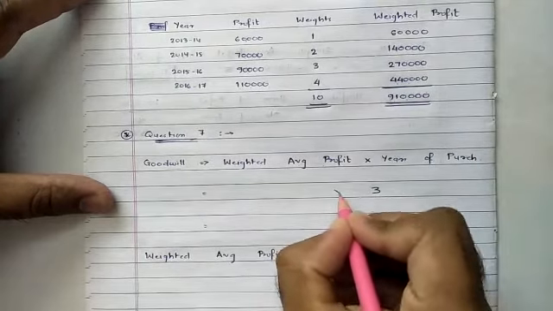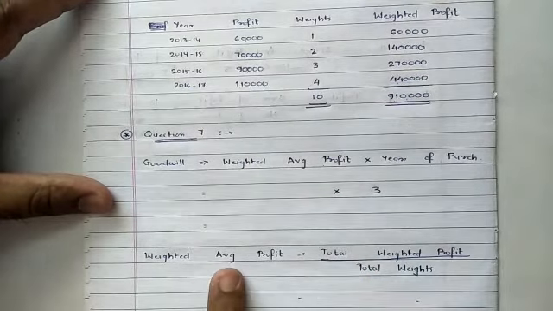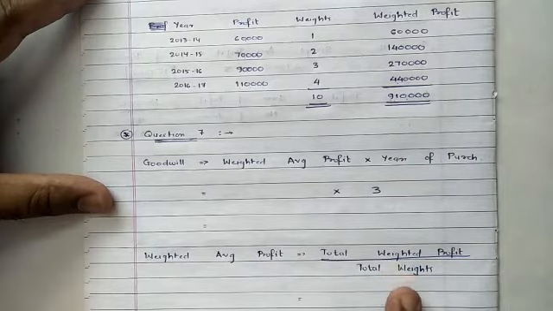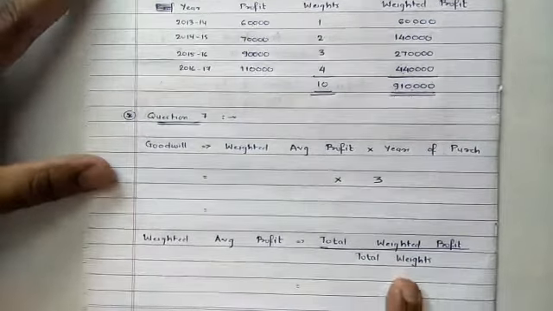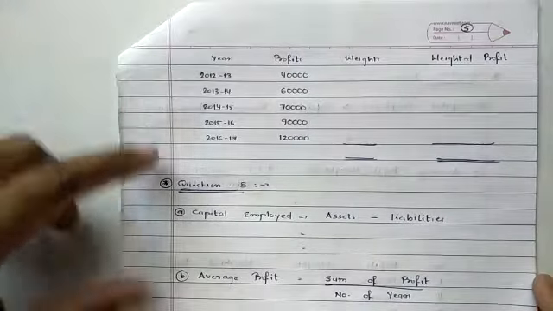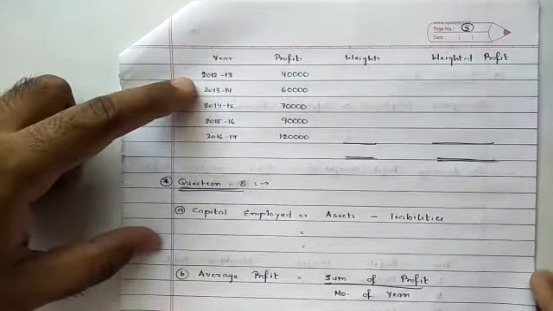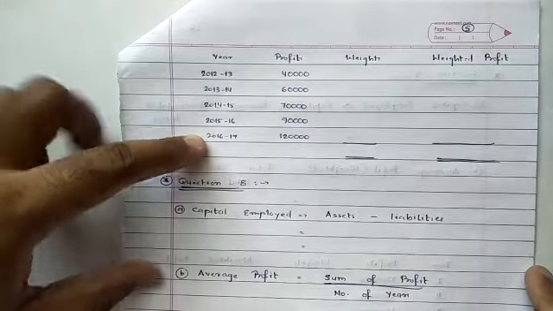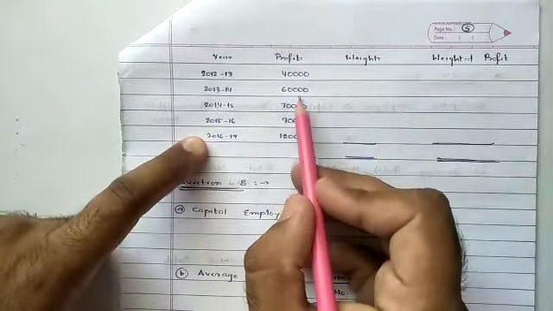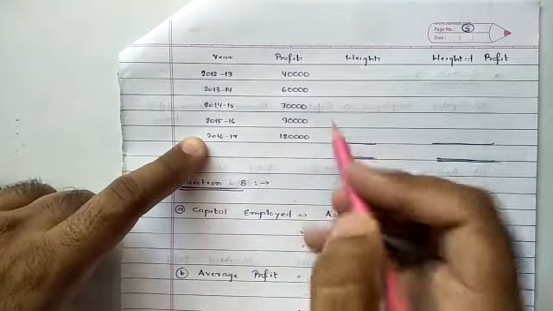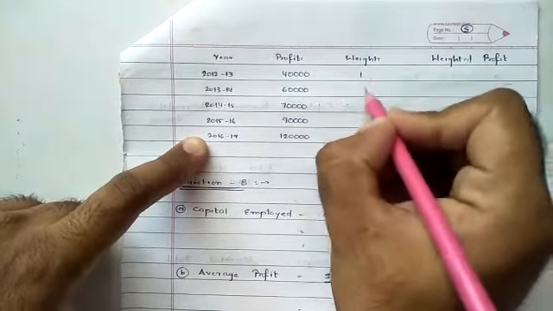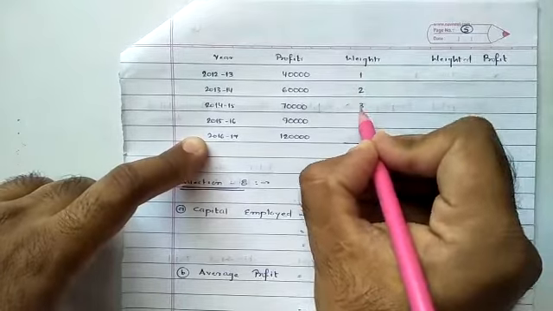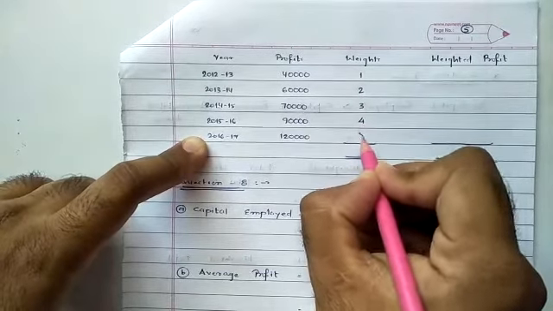But for this we need the weighted average profit. The formula is total weighted profit divided by total of weights. For total weighted profit, information about 5 years was provided. Year-wise 2012-13, 13-14, 14-15, 15-16 and 16-17, and their respective profits were 40,000, 60,000, 70,000, 90,000 and 1,20,000. Applying weights 1, 2, 3, 4 and 5.